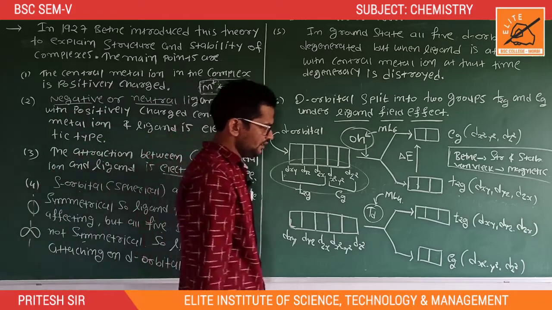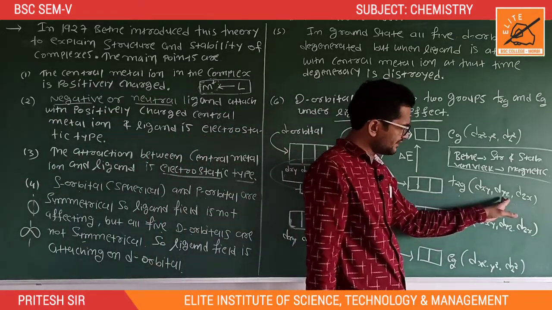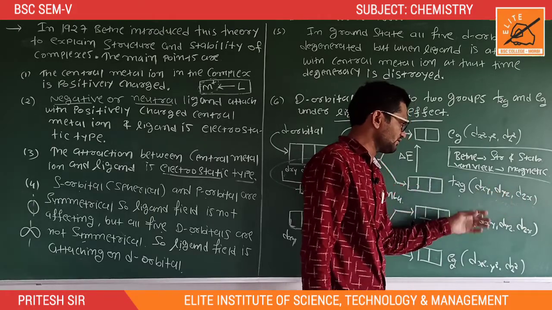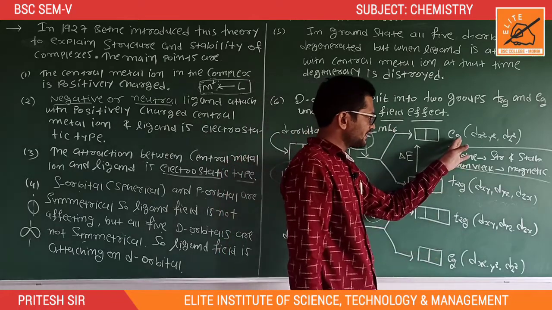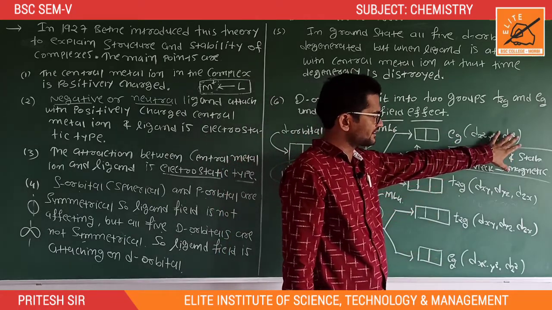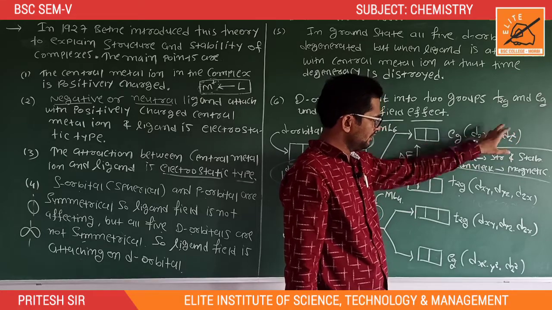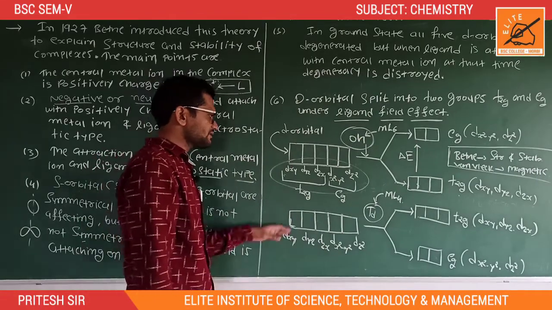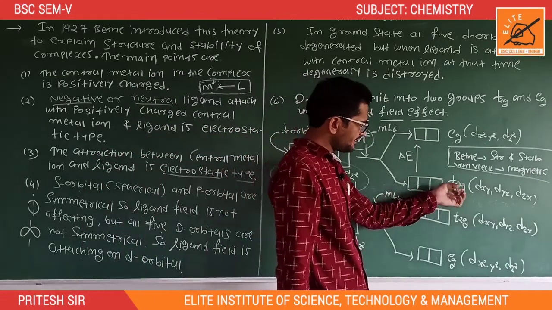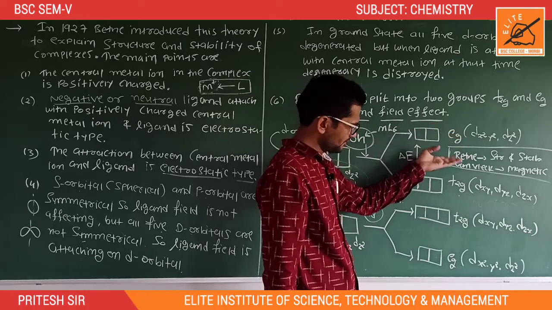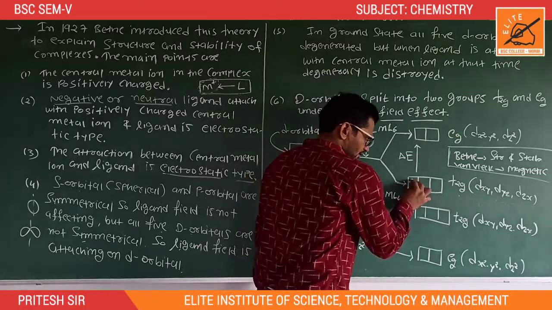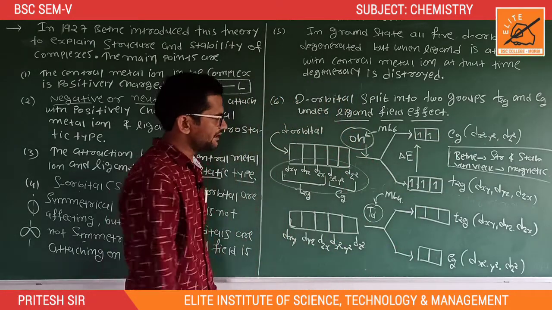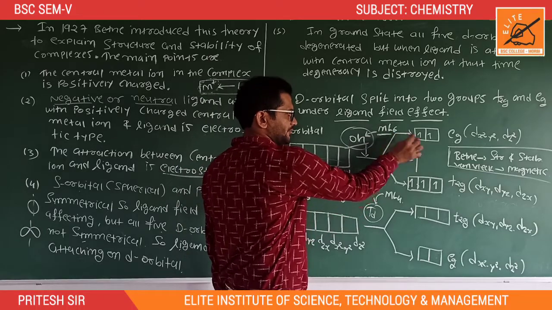Okay, so T2g means dxy, dyz and dzx. These 3 sub-orbitals create one group and it is known as the T2g group. And for the Eg group, dx square minus y square and dz square create another group. Here we can see that T2g is on the downside and Eg on the upper side. It means the first electron enters T2g, then Eg. This is possible in octahedral complexes, octahedral means ML6 type complexes.